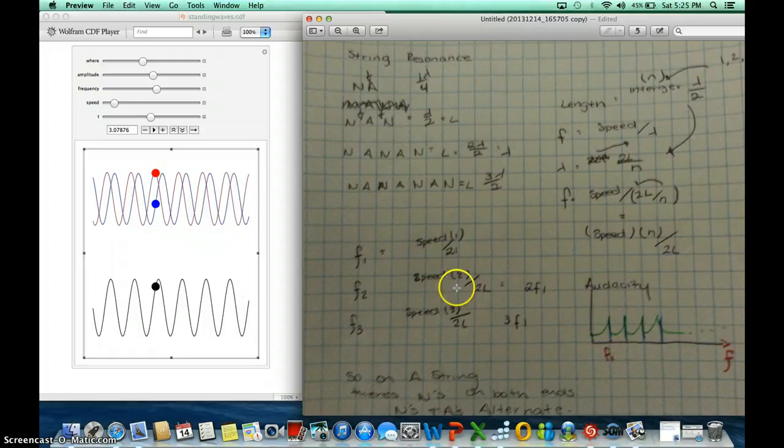So we know that the first peak is the first frequency, and then the next is 2 times the first frequency, then 3, 4, etc. We have these beautiful evenly spaced peaks here, and that should be it. Thank you for your time.